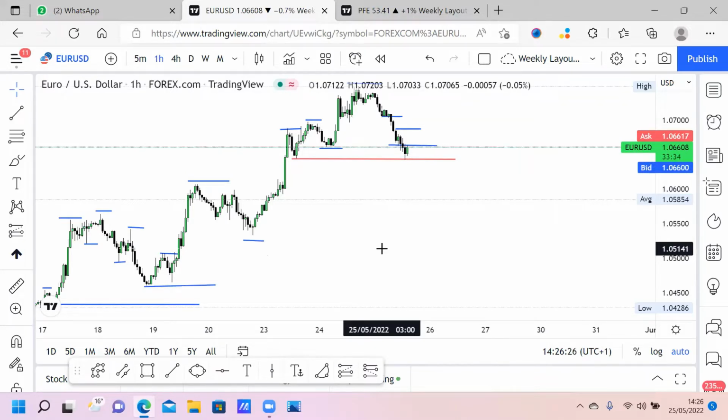Yes. I just want to ask this question. Is this a live chart? It is a live chart, yes. This is TradingView. Yes, it is.